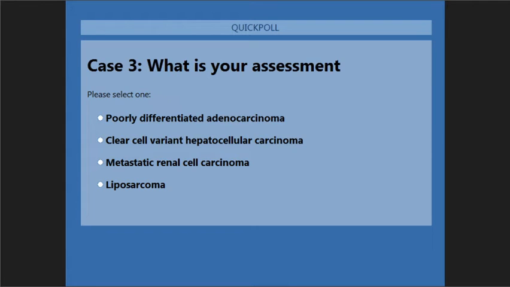This one might be a little challenging at first. Let's see, beautiful pictures, by the way. Thanks. So what is your assessment? Poorly differentiated adenocarcinoma, clear cell variant of hepatocellular carcinoma, metastatic renal cell carcinoma, and liposarcoma. Those are your options. Again, a few more seconds for you to fill out the form.